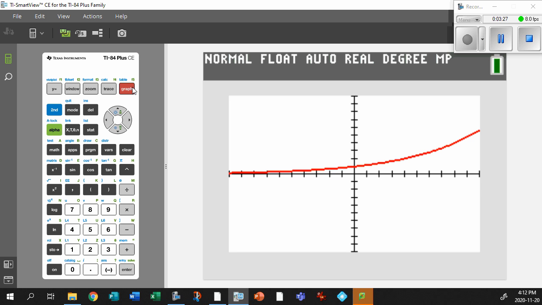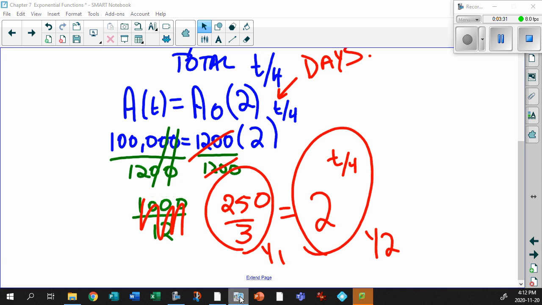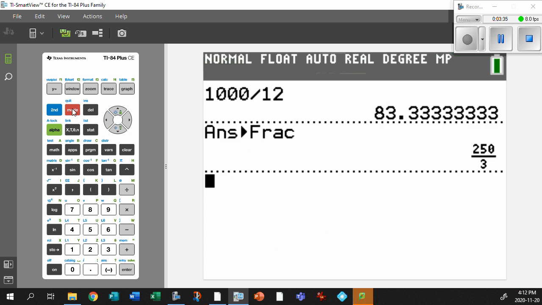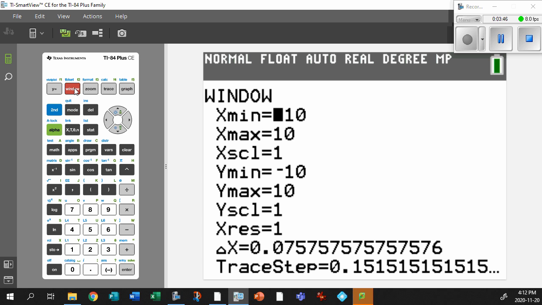Uh-oh, I don't see the other line. Why? Think about this for a second. Go back to your calculator, into this function right here. What was 1,000 over 12? It was 83. You're on Zoom Standard, which only goes up to 10. So real simple now, go into your Window and crank that up to at least maybe 100. Oops, I put 1,000. There's 100. There we go.